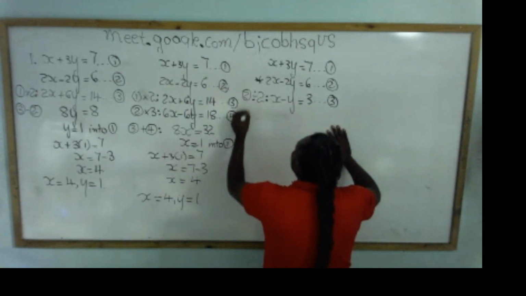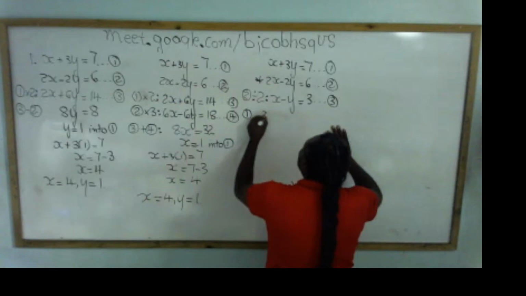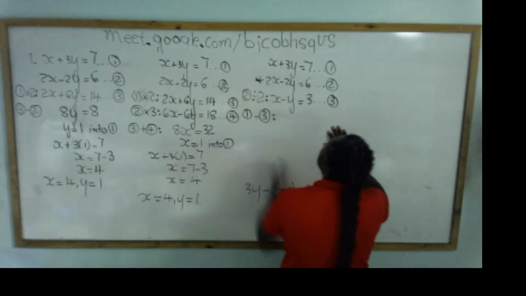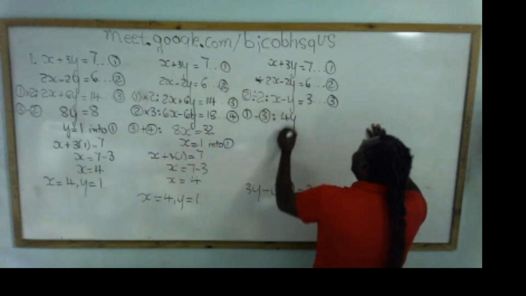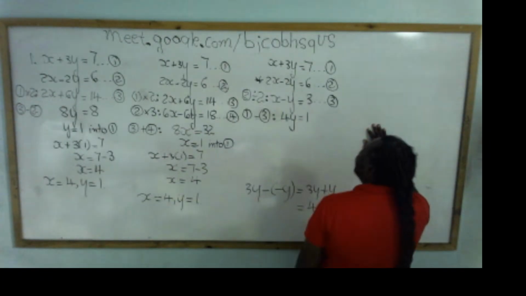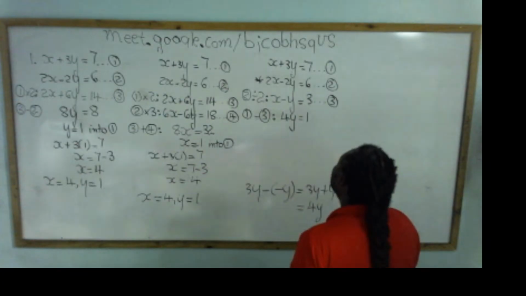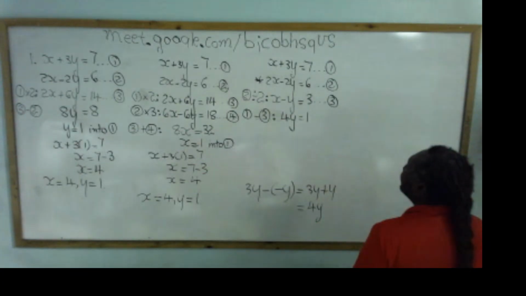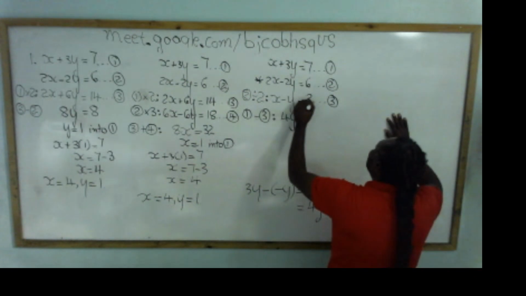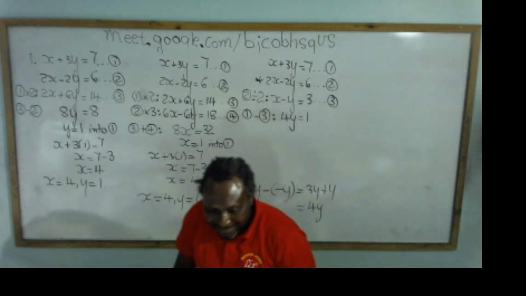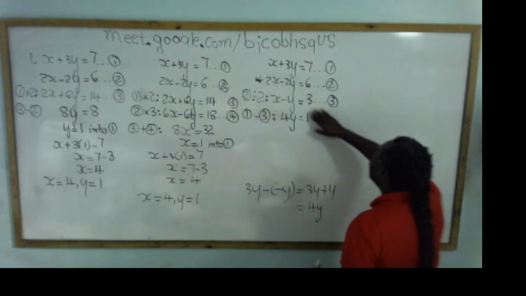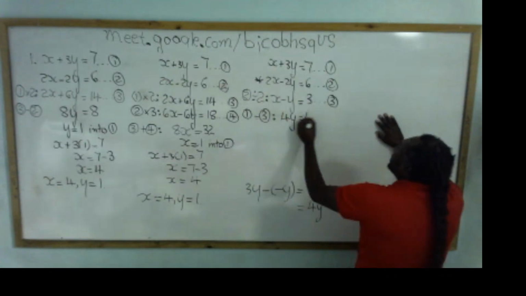Equation 1 minus equation 3. We get what? 4y is equal to 7 minus 3, which is equal to 1? Is that what we get? 7 minus 3. I'm looking at the screen. No, no one is going to say that's not right. So it is 7 minus 3, which is 4.